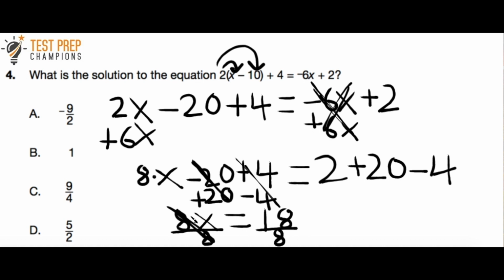So we have x equals 18 over 8. I don't see that as one of the answer choices though. So did I do something wrong? Well, no, I didn't do anything wrong. We just haven't simplified our fraction yet.